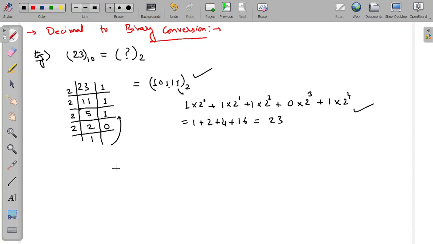So this is a very simple, straightforward method by which we can convert a decimal integer number into its equivalent binary number. So you can practice.